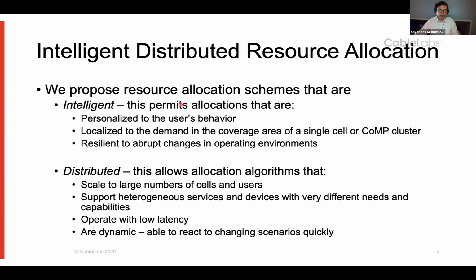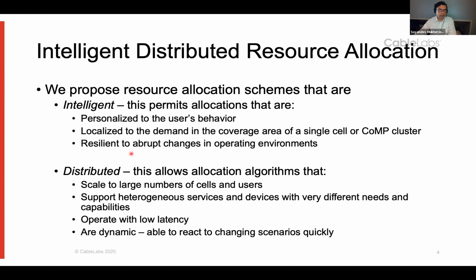So again, what do we propose? An intelligent distributed resource allocation scheme. Like I already said, the two components are intelligence and being distributed. The intelligence permits allocations that are personalizable, localizable, and add resilience. And the distributed nature will allow scaling to large numbers of cells and users, and support for heterogeneous services, devices with very different needs and capabilities. This will very likely be the defining feature of 5G. It will operate with low latency and be dynamic, that is to say, able to react to changing scenarios very quickly. And this by itself also contributes to resiliency.